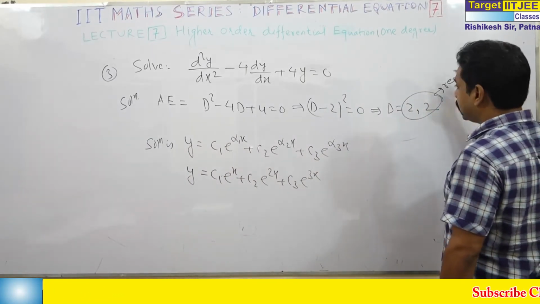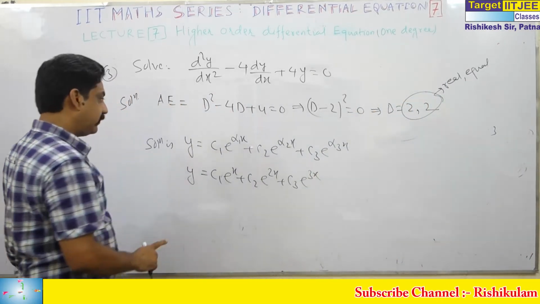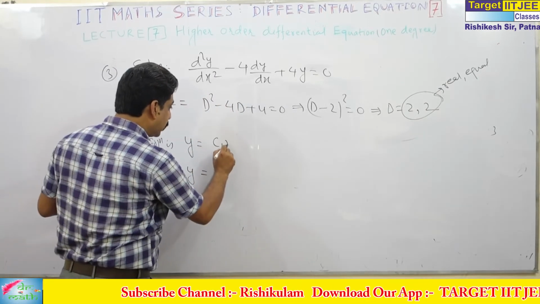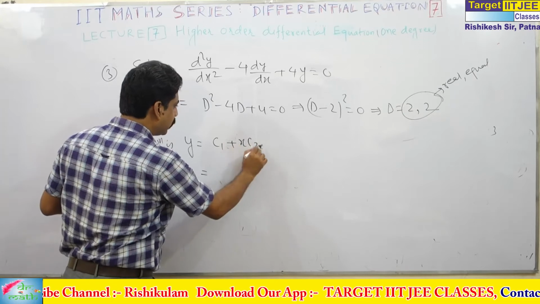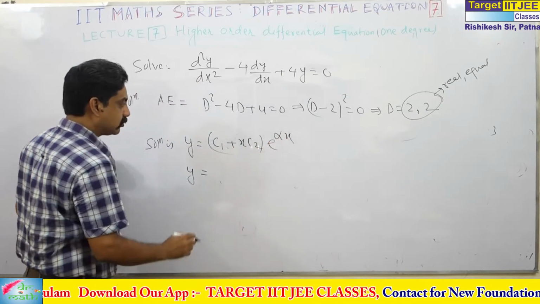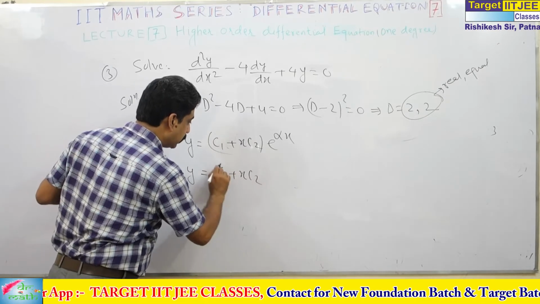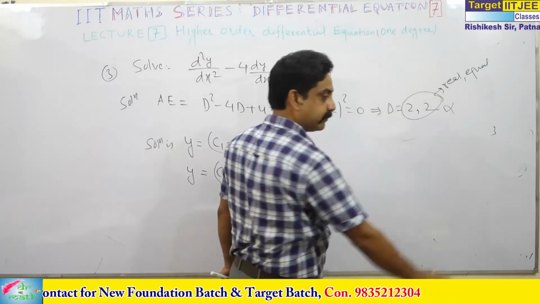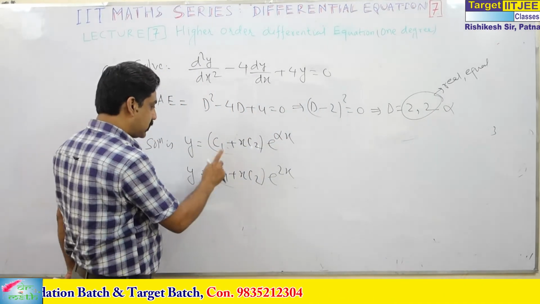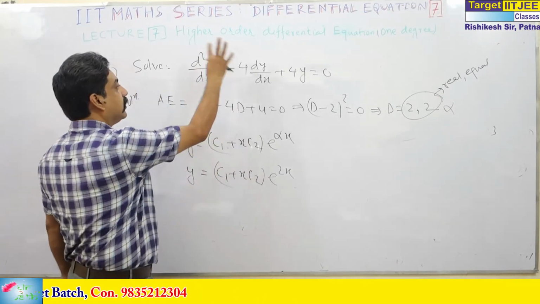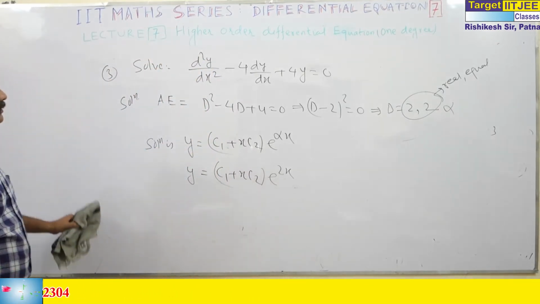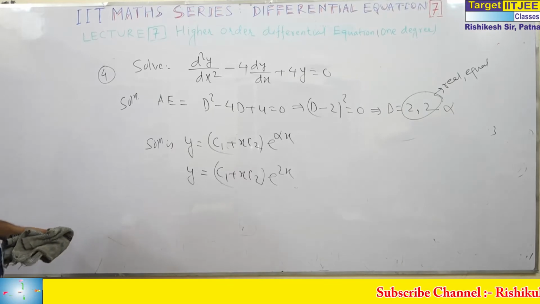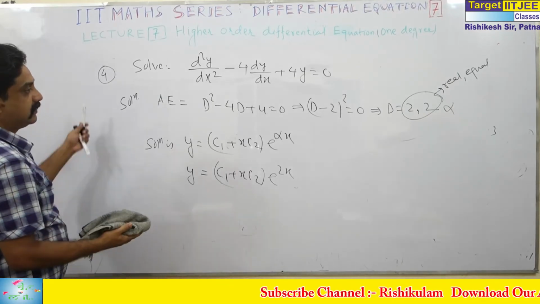You just have to learn the table I have written. What is the solution? This is actually what I have written: C1 plus x C2 times e to the power alpha x. So this is C1 plus x C2 times e to the power 2x, since alpha is 2. Again, if you try to eliminate C1 and C2 from here, you get this equation. Come to one more question. You can say the next one is, let me erase.